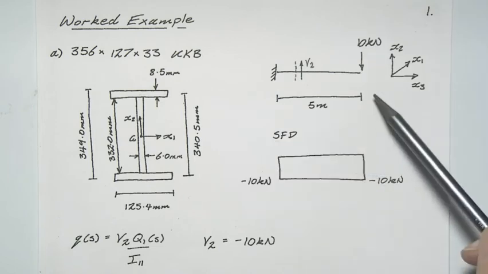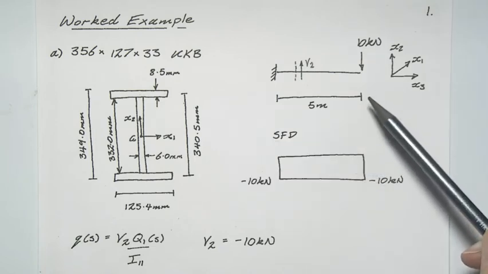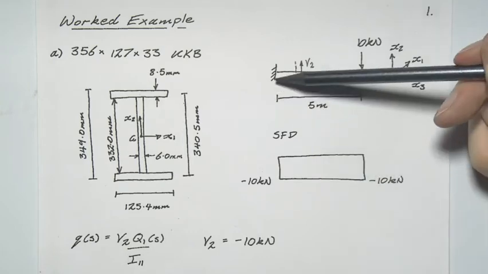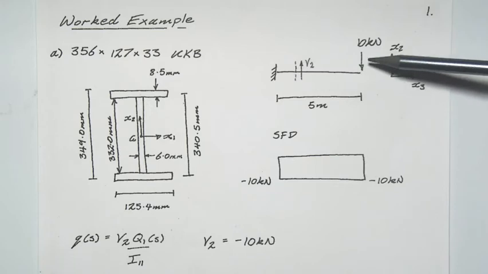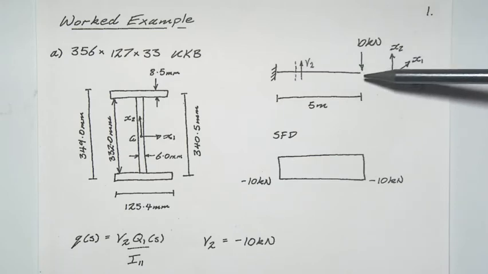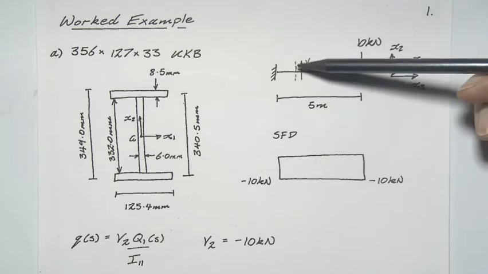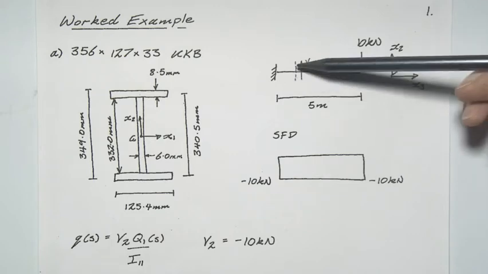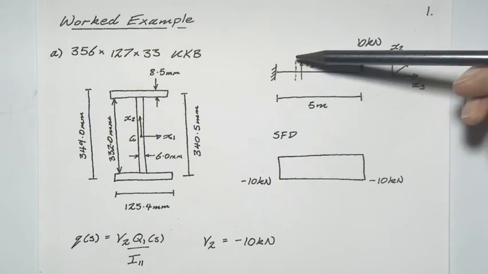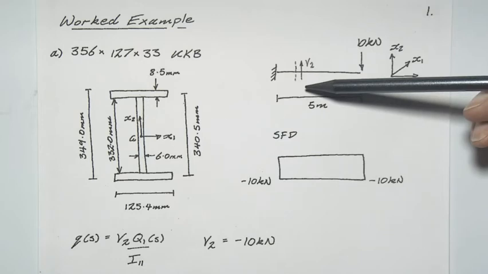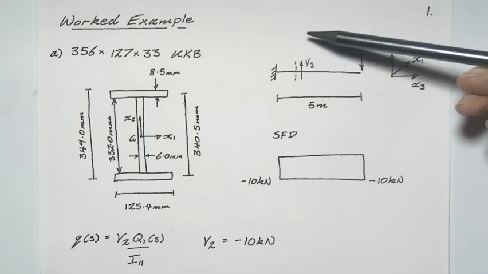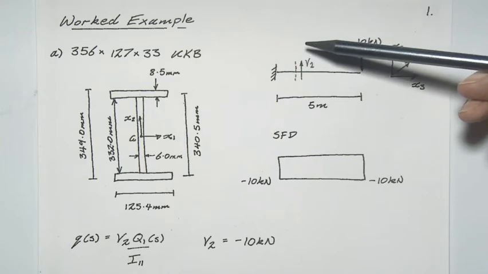I've then drawn out the actual loading scenario we have. So the cantilever obviously is 5 meters long. We have the fixed end here, and then the 10 kilonewton point load acting down in the x2 direction at the free end here. And what I'm doing in order to calculate the shear force at any point along here is I'm just imagining I'm taking a cut, and the convention I'm using is that the shear force V2 will be positive if it's going in the positive x2 direction.